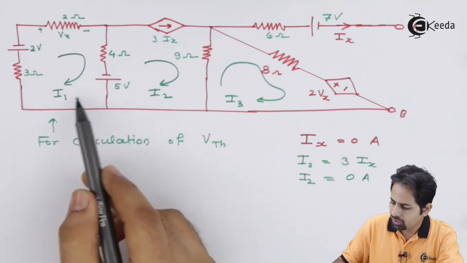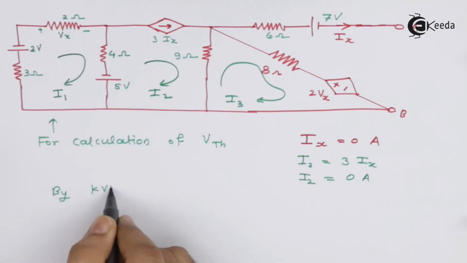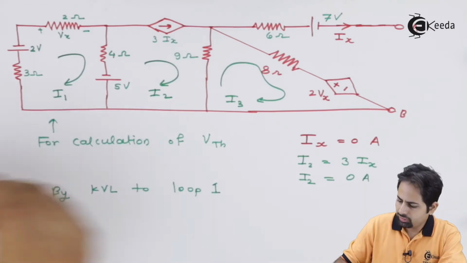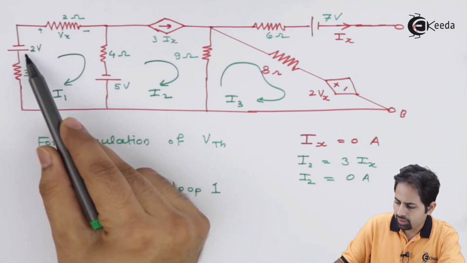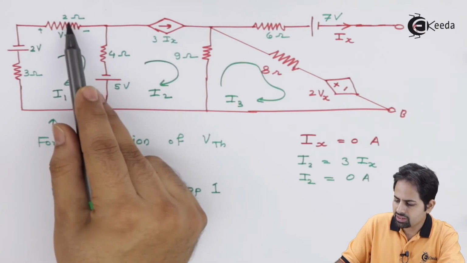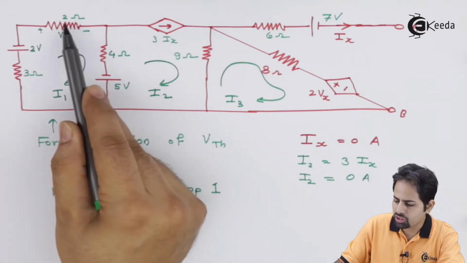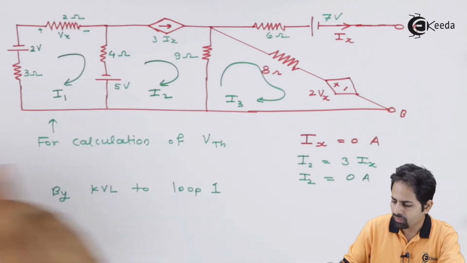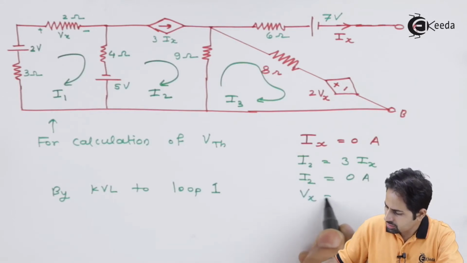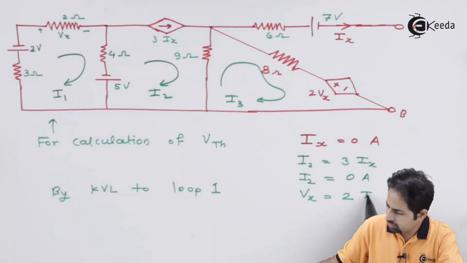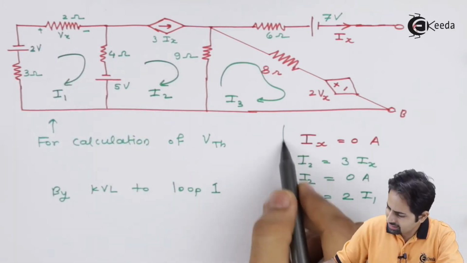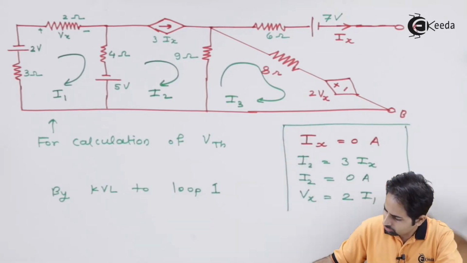So let us apply KVL to this loop number 1. By KVL to loop number 1, you can see that this is 3 ohm, then plus to minus will be minus. Then here, Vx we can say is 2 times I1. Vx is the voltage across this 2 ohm resistor, and because this current is I1, we have to note that Vx is 2 times I1. Because this is a positive sign, I'll write plus 2 into I1. So these are the set of values which we already know.